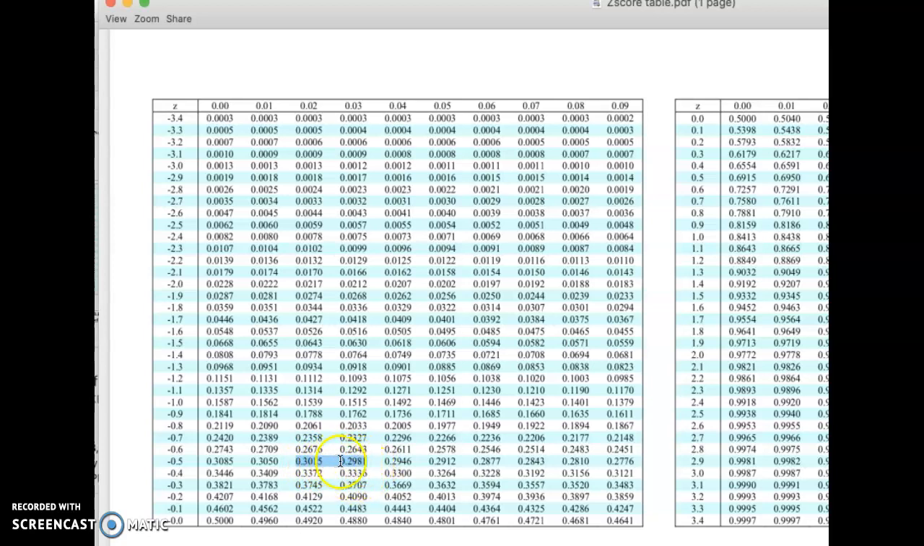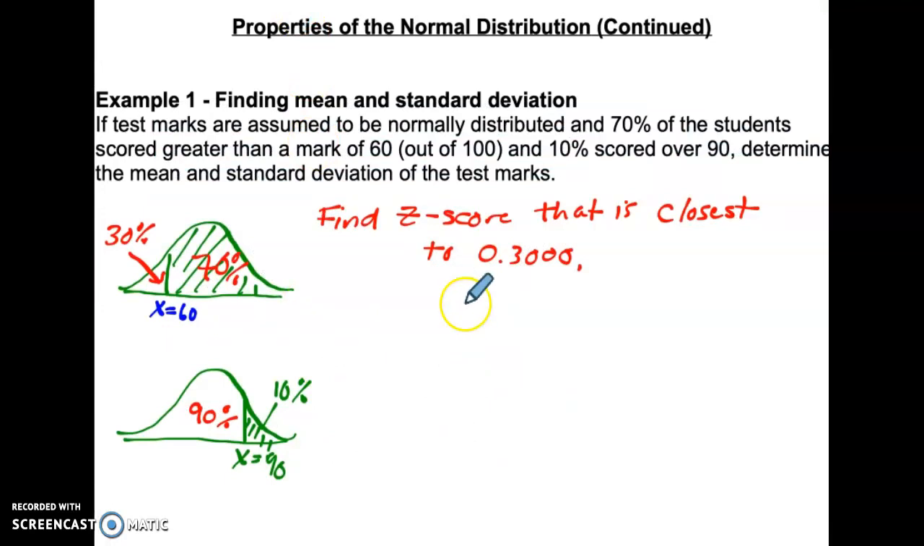So we want to ask ourselves, which is the closest? So this one's off by 0.0015, and this one would be off by a greater amount. So the one that's closest to 0.3 is right here. And if we read the z-score off that corresponds to that, it's negative 0.52. So that is the z-score for this first one. Z will equal negative 0.52.